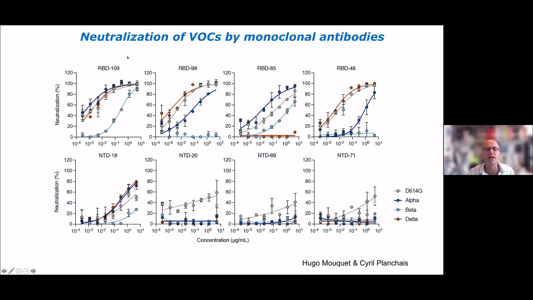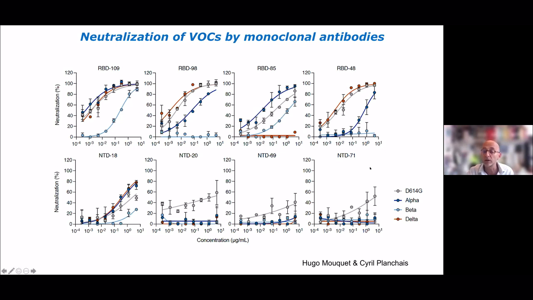4 of them target the RBD, and 4 of them target the N-terminal domain, and those antibodies were generated by Hugo Mouquet at Institut Pasteur. And again, with the anti-RBD antibodies, you can see that some of them, including this one, the RBD85, is no longer active against variant Delta.